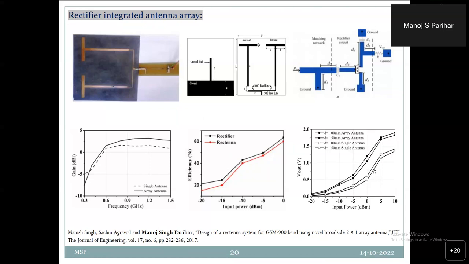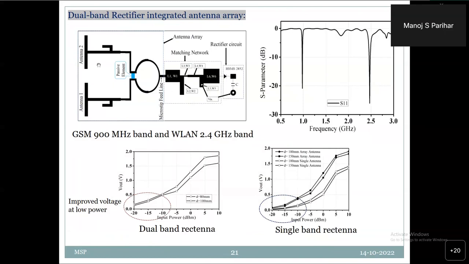And you can use an array of antennas with different frequency bands. We have designed an array of antennas for two different frequency bands. One antenna is for the GSM band, and the second antenna for maybe 3G or maybe for Bluetooth.